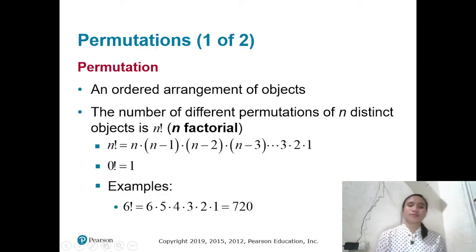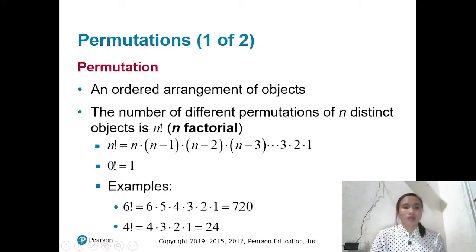Example: 6 factorial is equal to 6 times 5 times 4 times 3 times 2 times 1, which is equal to 720. The second example: 4 factorial is equal to 4 times 3 times 2 times 1, which is equal to 24.